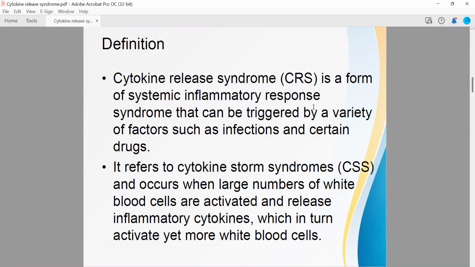One more meaning: it refers to cytokine storm syndrome, which occurs when a large number of white blood cells are activated. When white blood cells get activated, they release inflammatory cytokines, which in turn activate and release more white blood cells.